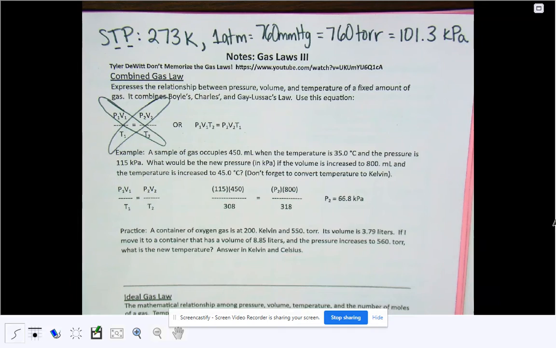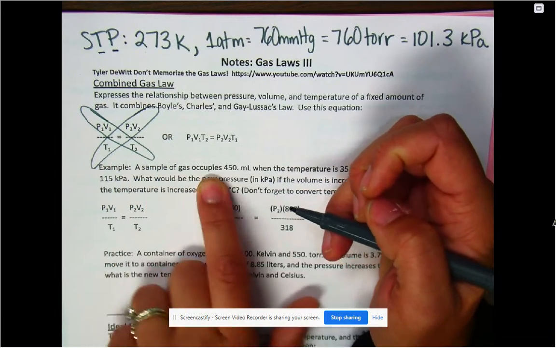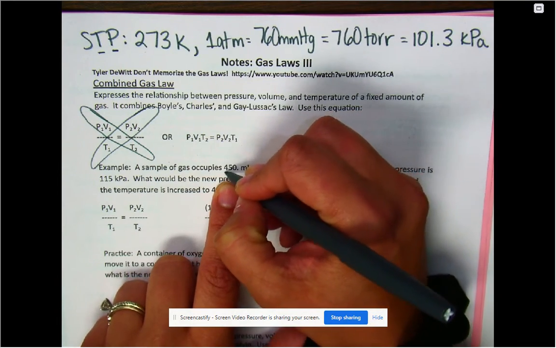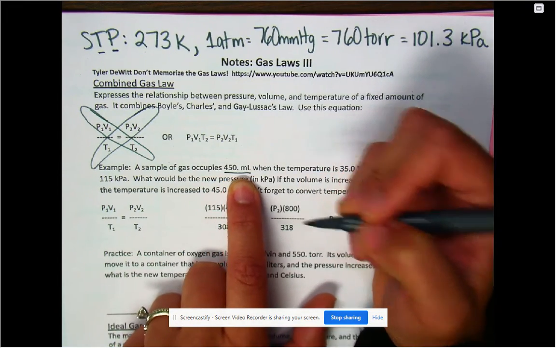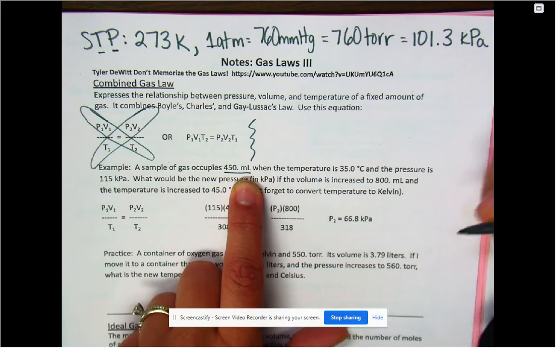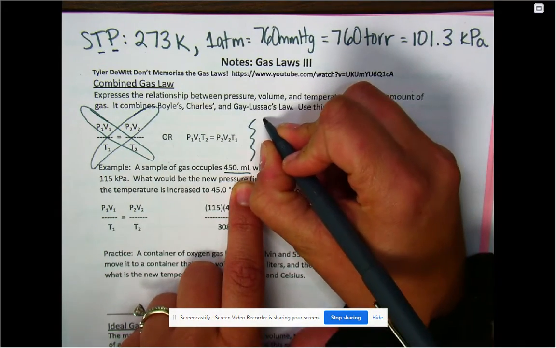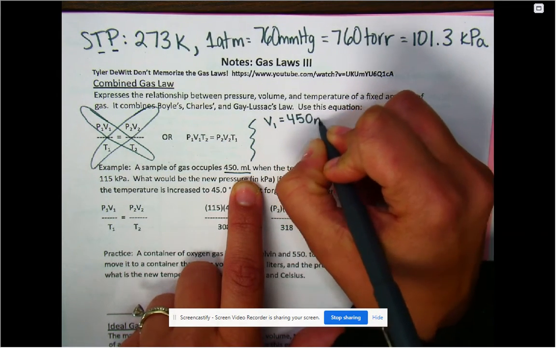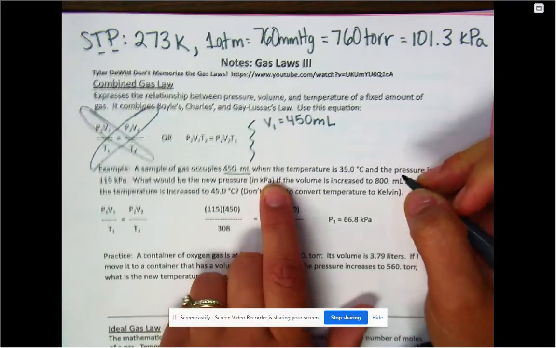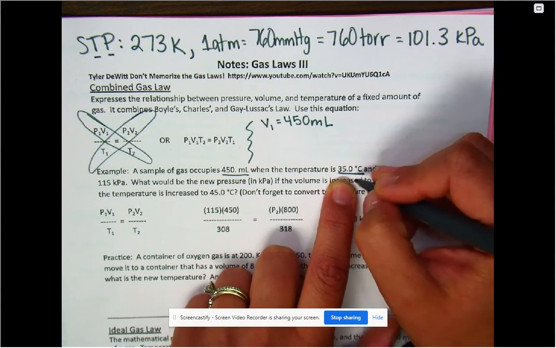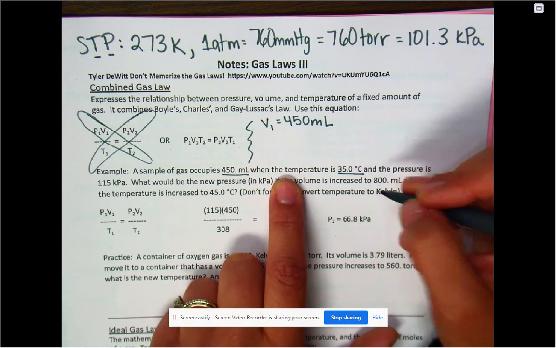All right, so a sample of gas occupies 450 milliliters. So what piece of information is that giving you if it says milliliters? We're going to write all of our givens up here. Volume, exactly. So we're going to go ahead and say volume 1 is equal to 450 milliliters. When the temperature is 35 degrees Celsius, what information is that?